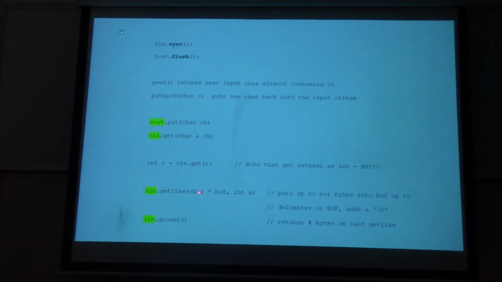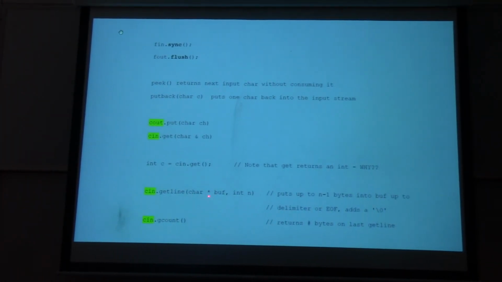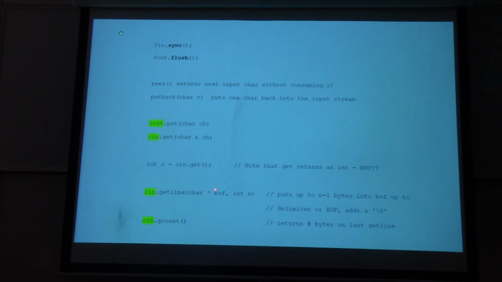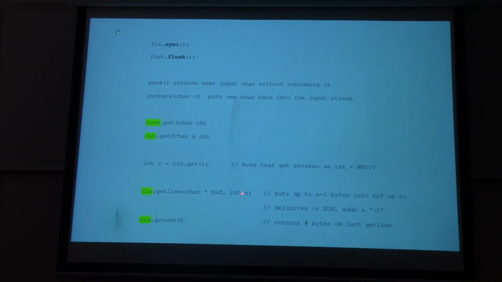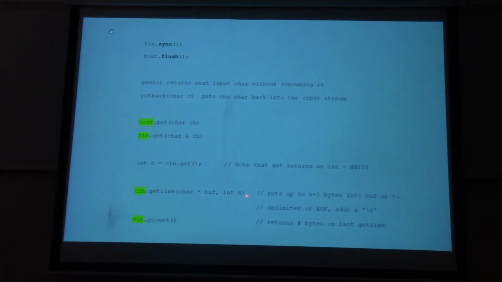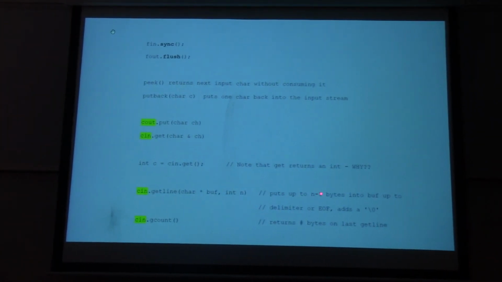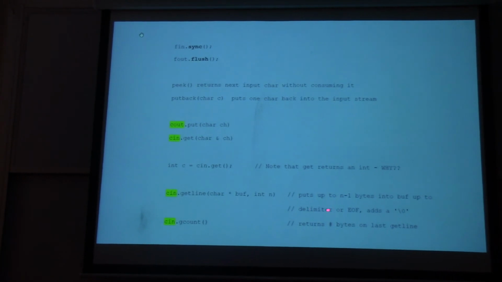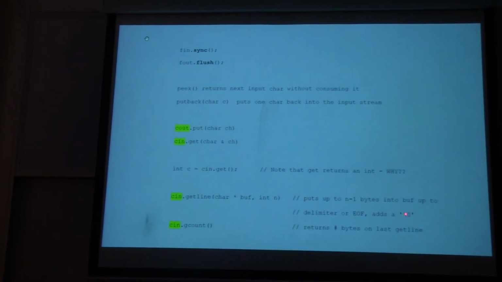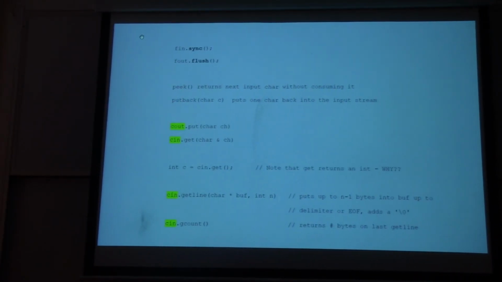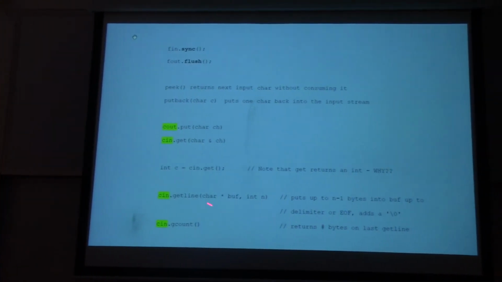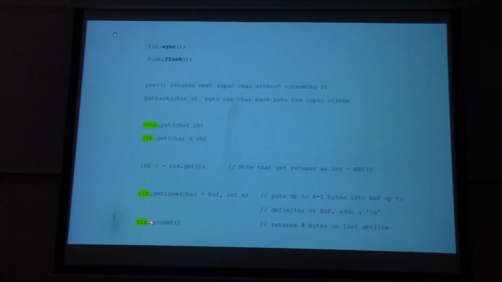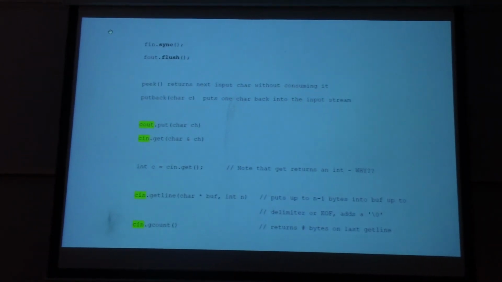getline is a cool method. Basically what you do is you give it a buffer. So if you allocate an array of 10,000, you can say cin.getline buff, and then you give it a value n. It will put up to n-1 bytes, up to the delimiter or end of file, and add a null character. Okay? And then gcount returns the number of bytes on the last getline. So this is like the getline count, gcount.